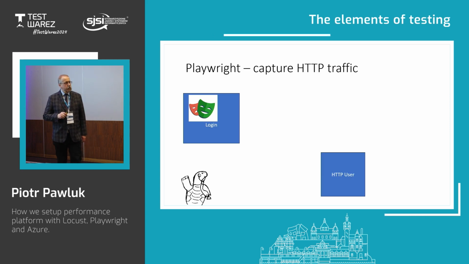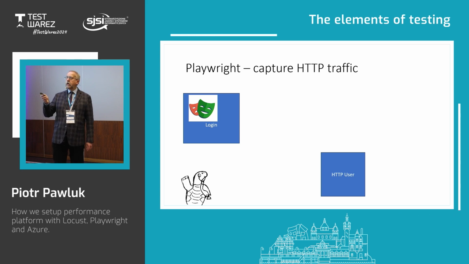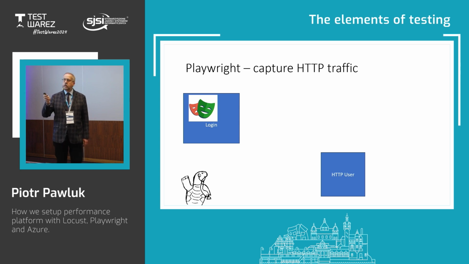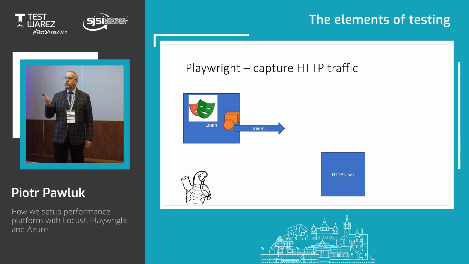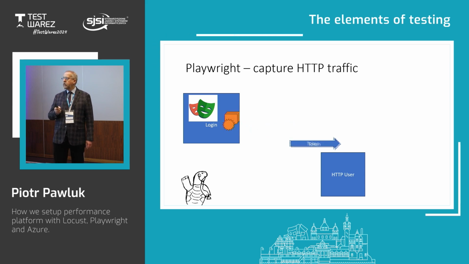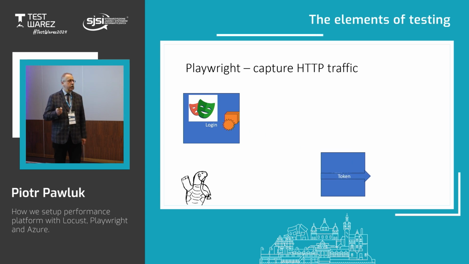The second thing which you can do, we can capture the traffic from HTTP requests. So we start a login with Locust, with Playwright. We run the script which logs in with Playwright. It generates some token. This token is created, and we can steal this and use it in an HTTP user. So later we can, let's say, run pure requests using only this token.